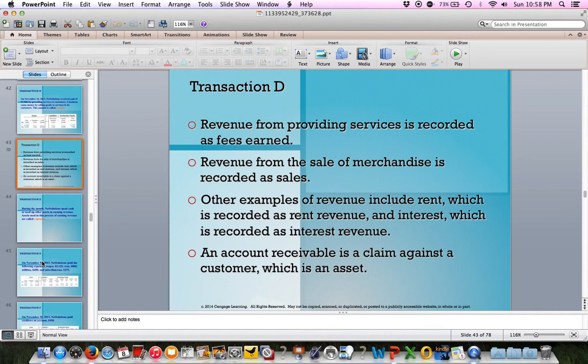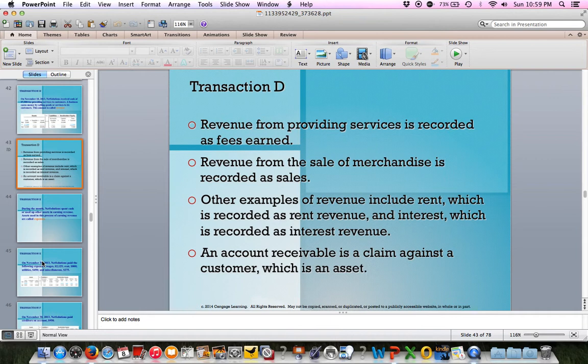And so revenues provide services. Revenues from providing services are recorded as fees earned. Revenue from sale of merchandise is called sales revenue. They're both revenue. We just call it a different thing based on if it's a service or a good. There's all kinds of examples of revenues. If we rented something to somebody, that's rent revenue. We can have interest revenue, if we lent money to somebody, they pay us interest back.